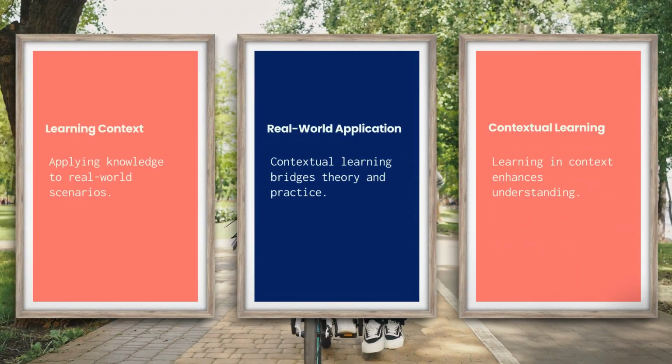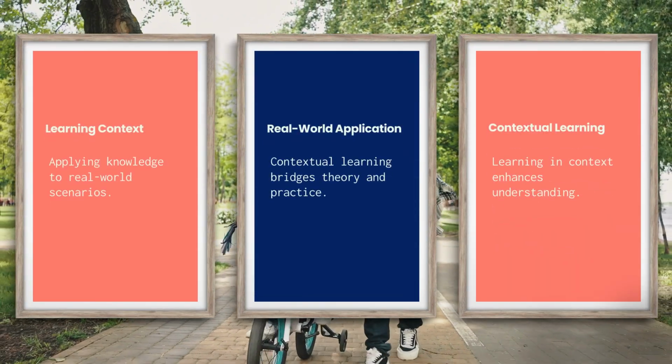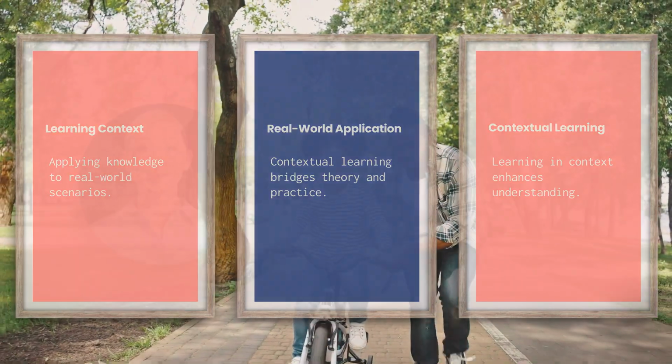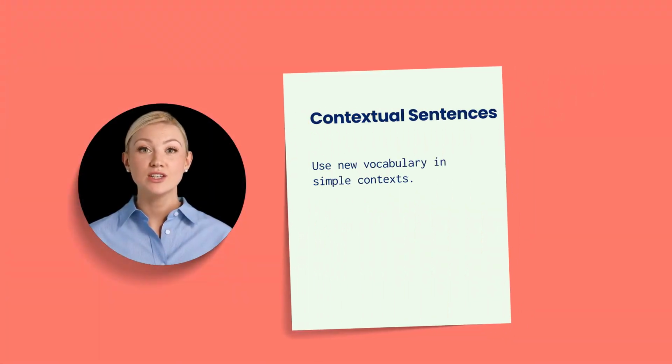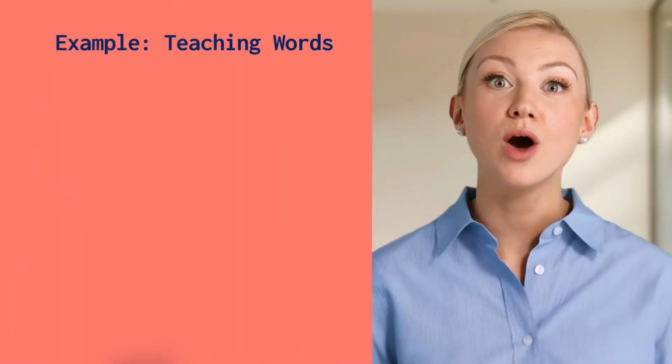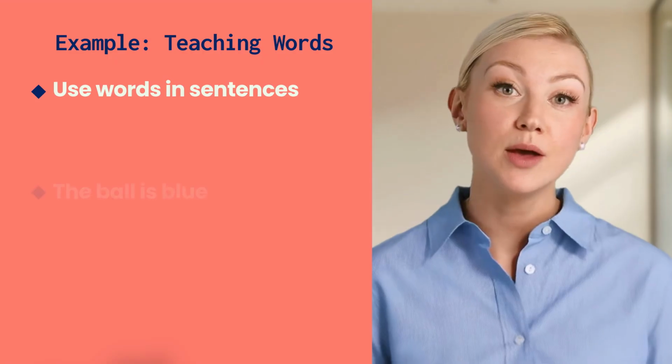Contextual learning applies knowledge to real-world scenarios, bridges theory and practice, and enhances understanding. Contextual sentences: use new vocabulary in meaningful and simple sentences. This helps learners understand how words are used in context. For example, when teaching the word ball, use it in a sentence like, "The ball is blue."